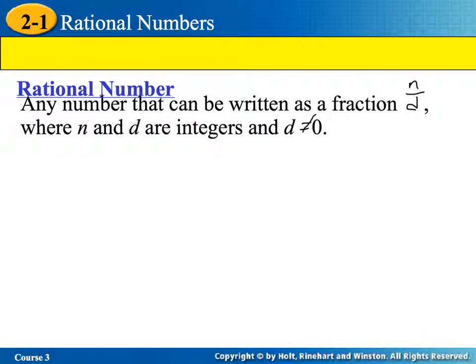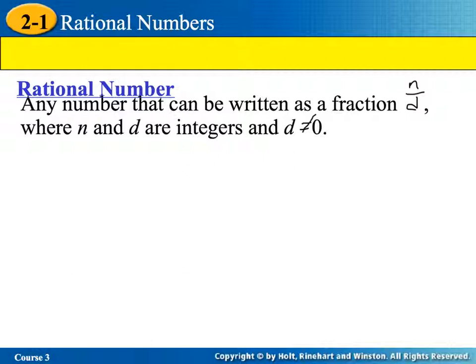First thing is, what is a rational number? So a rational number, I want you to pause the video and write this down. What is a rational number? Here it is. A rational number is any number that can be written as a fraction, n over d. N over d, that's just two variables where n and d are integers and d can't be 0.